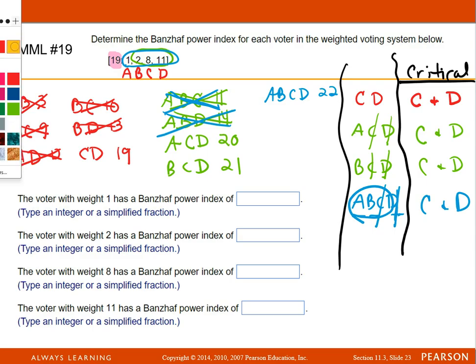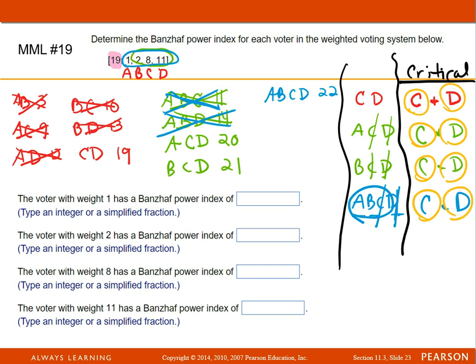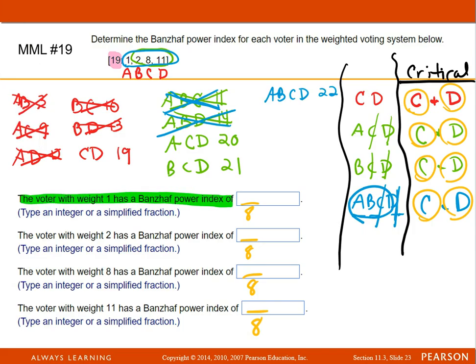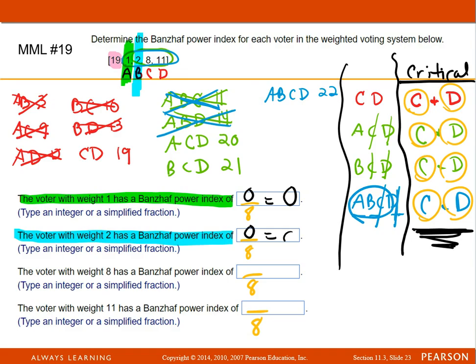and I now need to count them all. And there is a 1, a 2, a 3, a 4, a 5, a 6, a 7, a 8. So for all of these Banzhaf power indexes, all of them have a denominator of 8. But let's see, the first one says, the voter with weight 1 has a Banzhaf power index of, weight 1 is A. And when I look over here to my list of critical voters, there's no A there. That's 0. So the answer that goes in your first box is 0, because 0 divided by 8 is 0. Then it says the voter with the weight 2, that's the B. But once again, there aren't any that have a B. So 0 divided by 8 is 0 there.